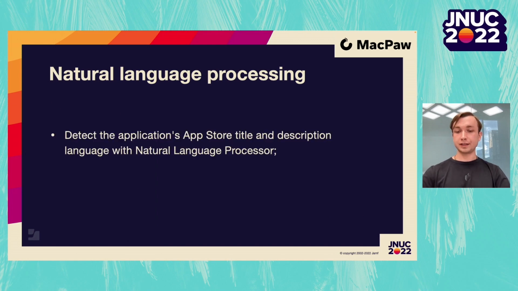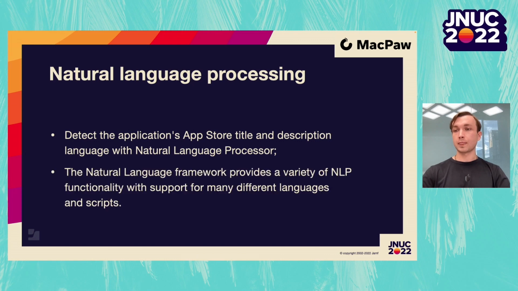Another part of bundle analysis is to detect the application's App Store title and description language with a natural language processor. On macOS and iOS, this is available through the Natural Language framework. The Natural Language framework provides a variety of NLP functionality with support for many different languages and scripts. Use this framework to segment natural language into paragraphs, sentences, or words, and get information about these segments, such as part of speech, lexical class, lemma, script, and language.